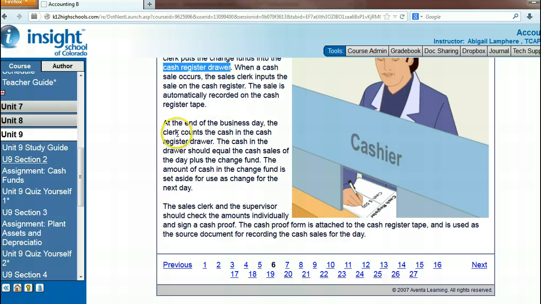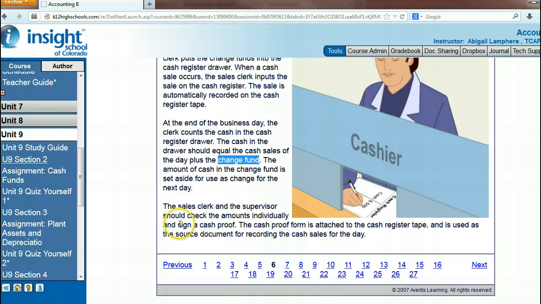At the end of the day, the clerk counts the cash in the cash register drawer. The cash in the drawer should equal the cash sales of the day plus what we originally had in the change fund. So we had that $200 in there to begin with. At the end of the day, it should equal everything we had in cash sales plus that $200. The amount of cash in the change fund is set aside for use as change for the next day.